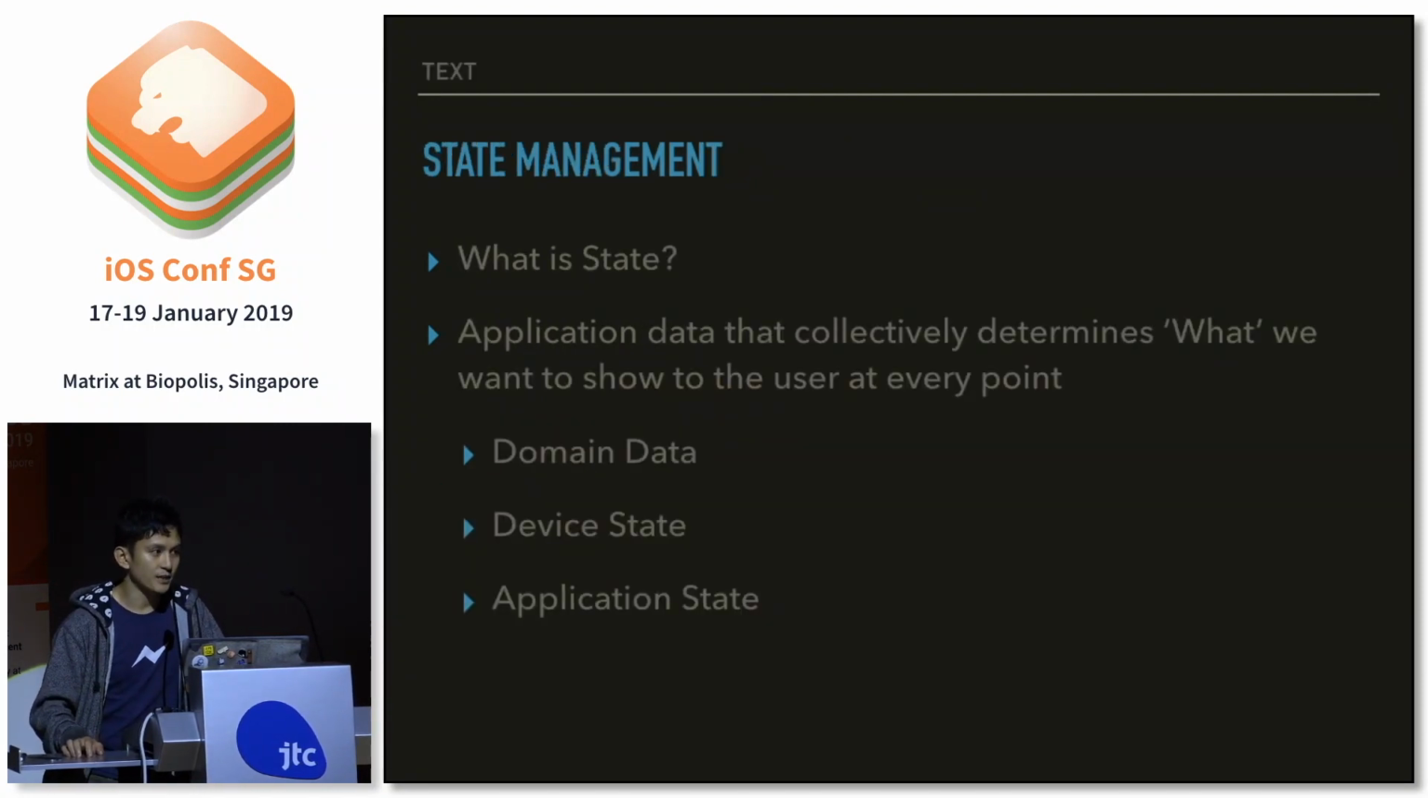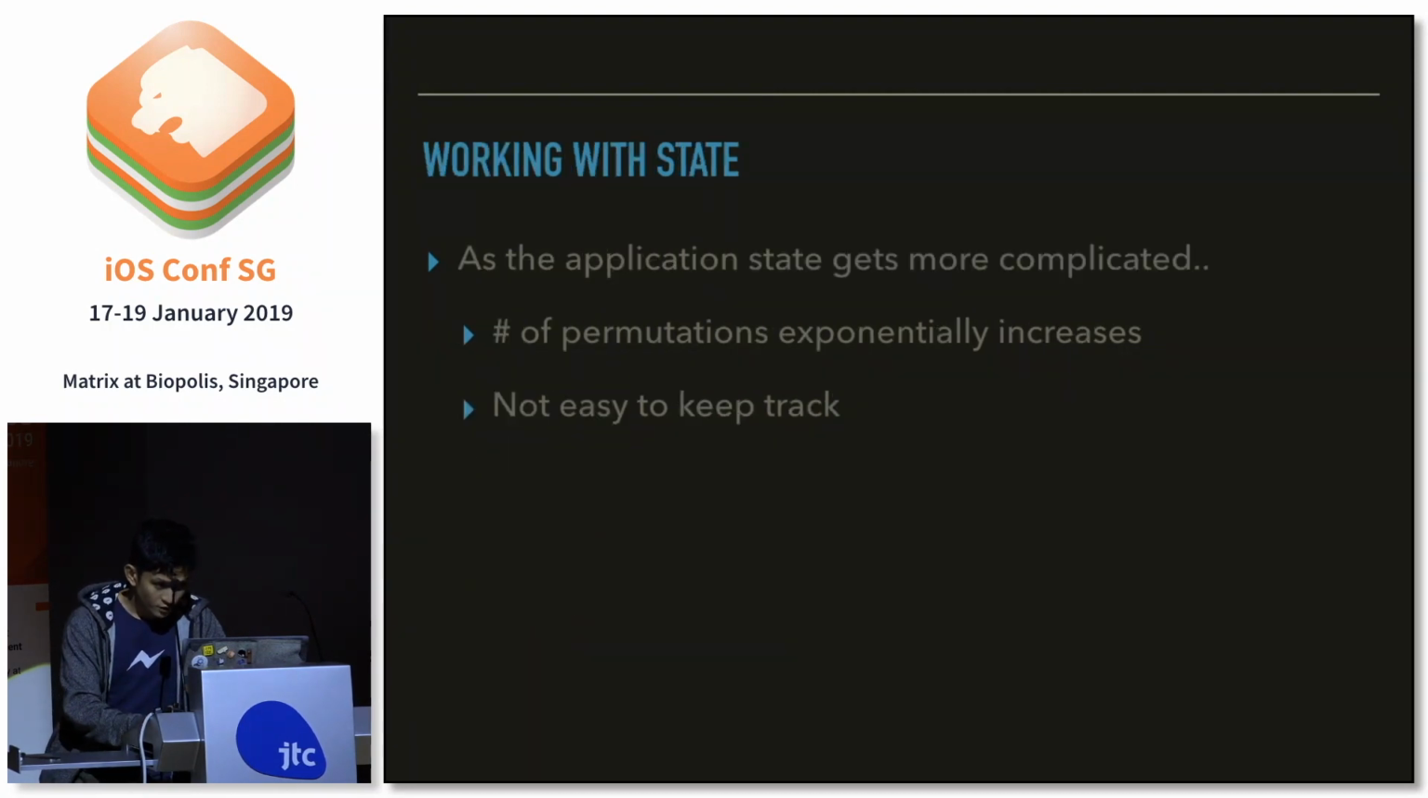What's state? State is basically the application's data, the collective truth about what we want to show the user at that point in time, right? And that application state consists of 3 different types, roughly. I don't think that it should be boxed into these 3 types, but there is domain data, which is your domain expertise data, the application data, or specific to your application. And then the device state as well as application state. Application state is where the user is in your app, right? And then device state is the user's reachability status as well as their background, foreground stuff.